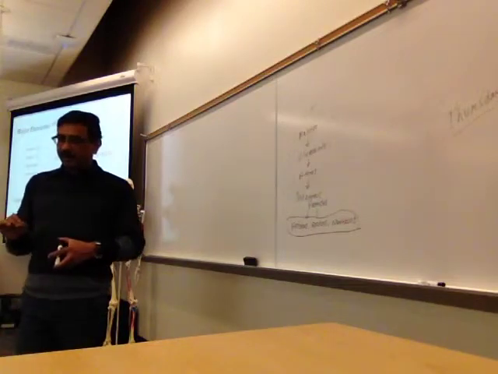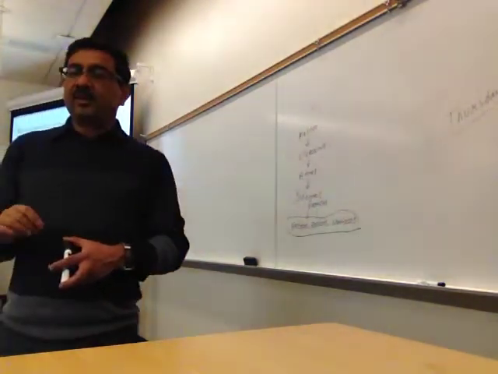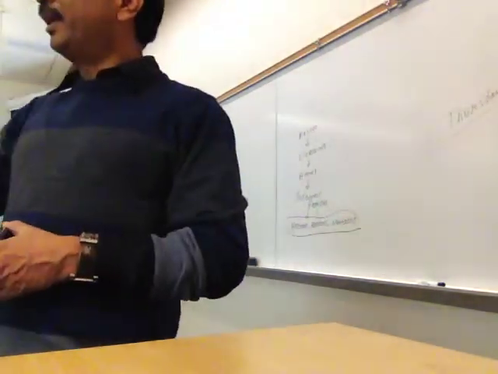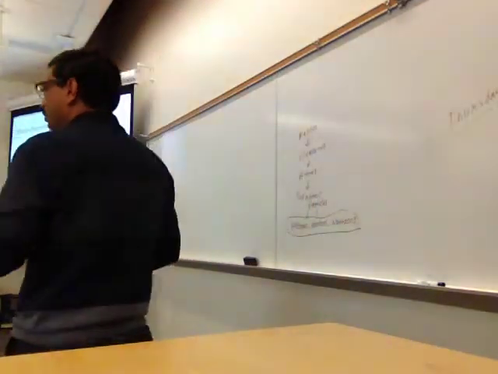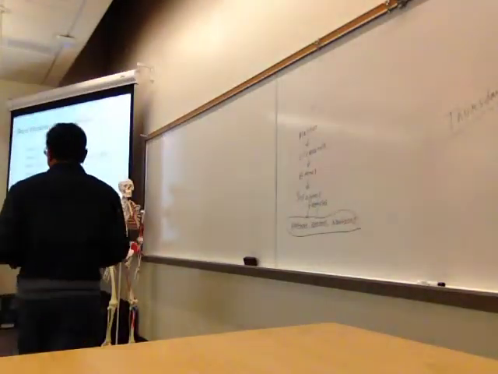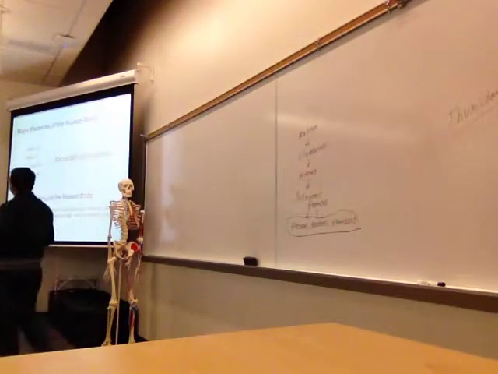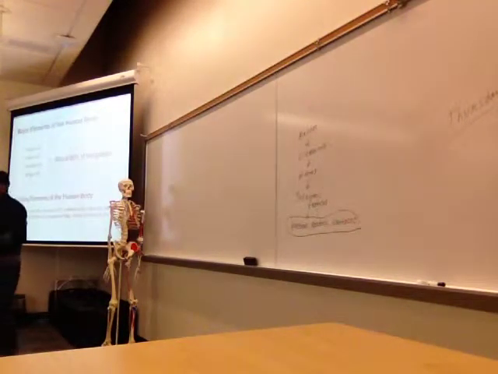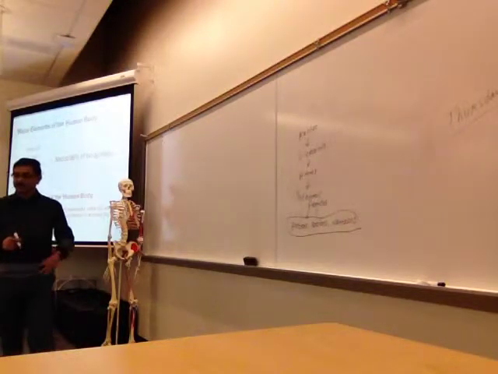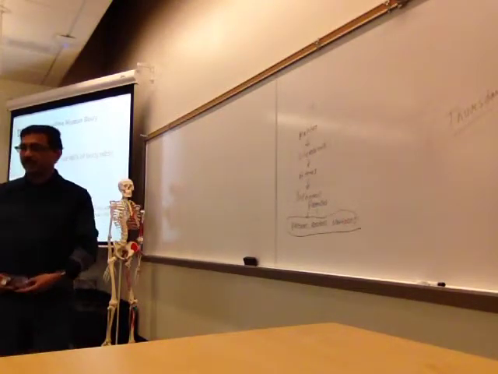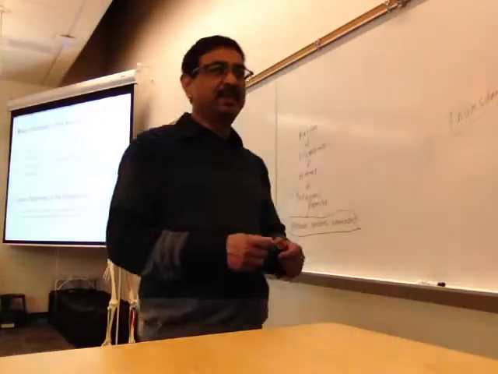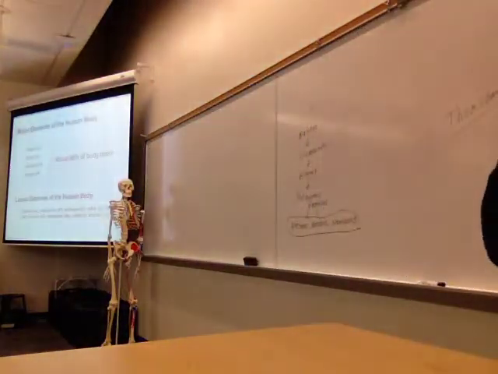Ninety-six percent of the body mass is formed by four elements. You must remember those four elements: oxygen, carbon, hydrogen, and nitrogen. So those are the four elements that form 96% of the body mass.